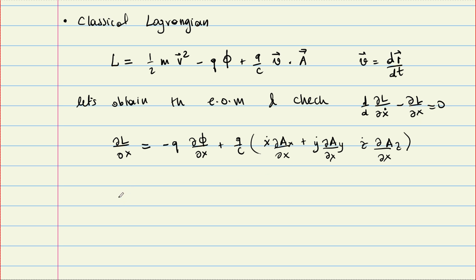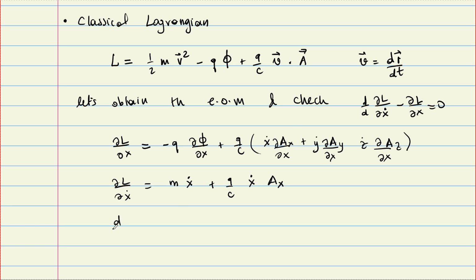Similarly, I have to calculate del Lagrangian del x dot. There is x dot here, so this is x dot squared plus y dot squared plus z dot squared, and if I take the derivative, I'm going to have m x dot. There is no x dot in the second term, and the last term is going to have plus q over c times A x.